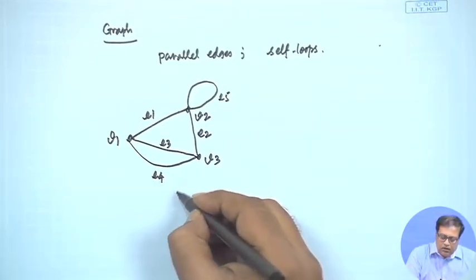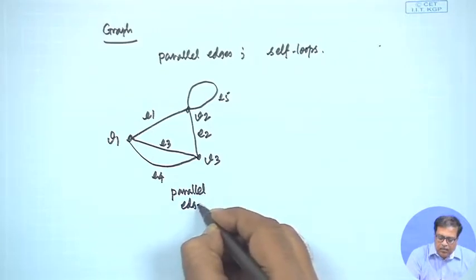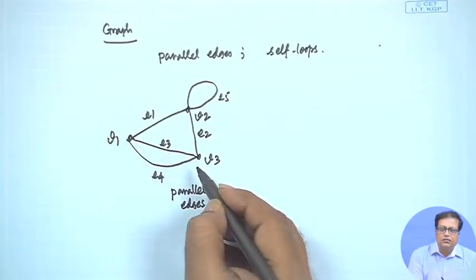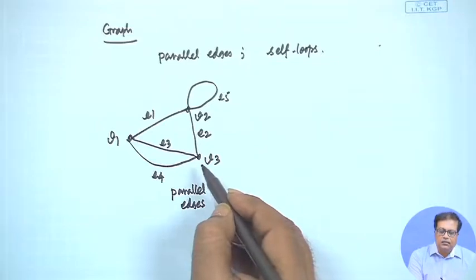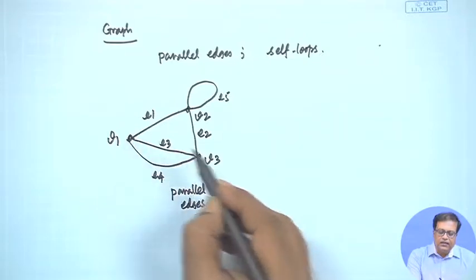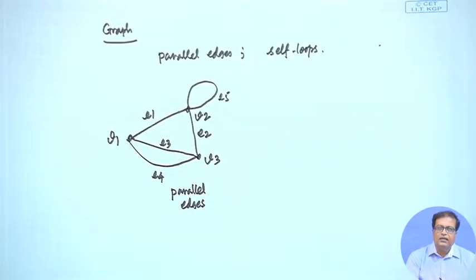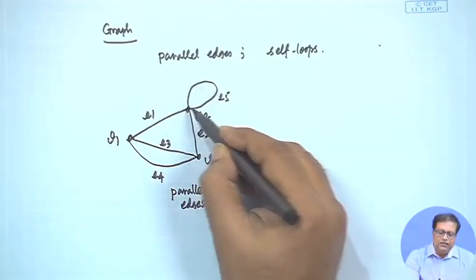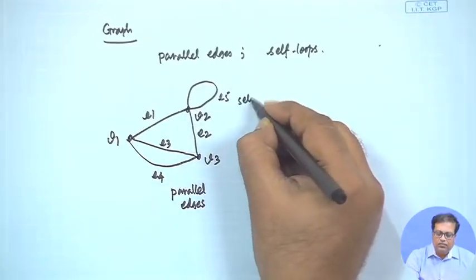Now, can you see that there are some parallel edges, the edges between the same two vertices. So, if a particular edge begins and ends, right, these two edges begin at the same vertex and also end at the same vertex. So, they are called parallel edges. This particular edge E5 begins and ends at the same vertex. So, this is called a self loop.